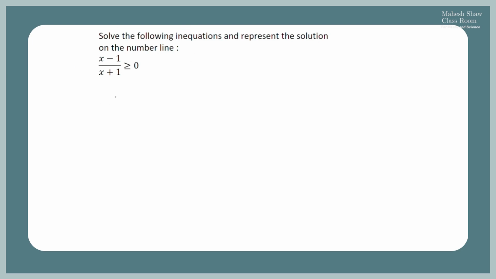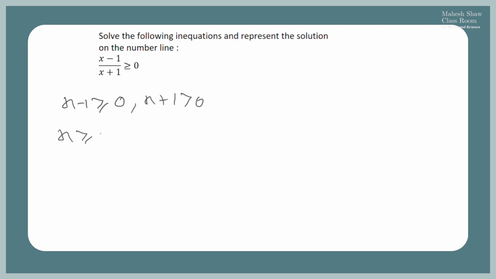So now we are going to break them into cases. When both are positive, in that case, x - 1 is greater than or equal to 0. And as you know that the denominator cannot be 0, so we'll be writing x + 1 as greater than 0.